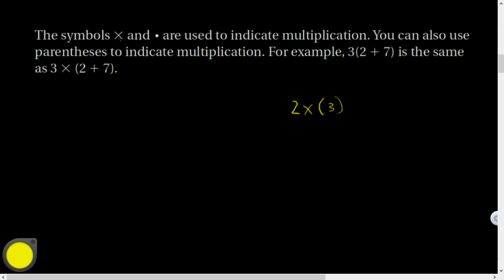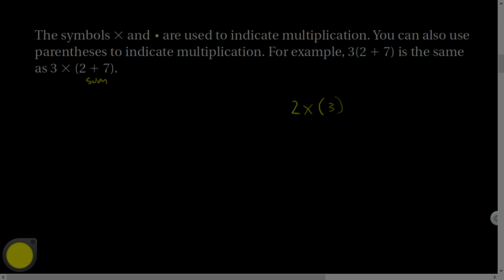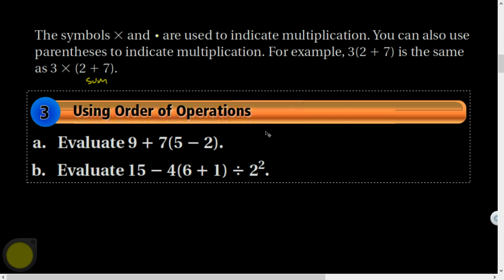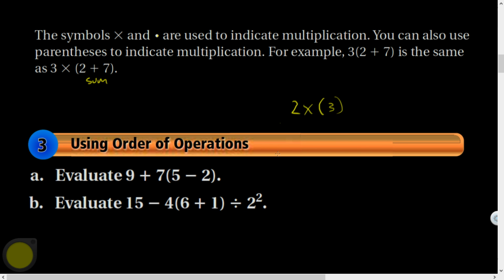So the little multiplication symbol or a dot are used to indicate multiplication. You can also use parentheses to multiply. So 3 parentheses 2 plus 7 means that the 3 is being multiplied by the sum of 2 and 7. Okay? So just be aware that's a different way to represent multiplication. Yes. All right. So let's apply that.